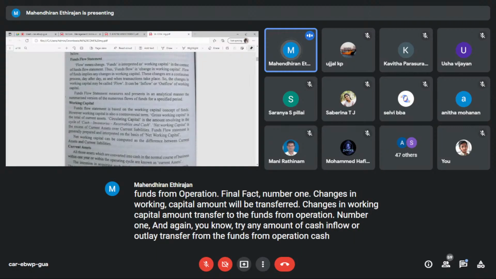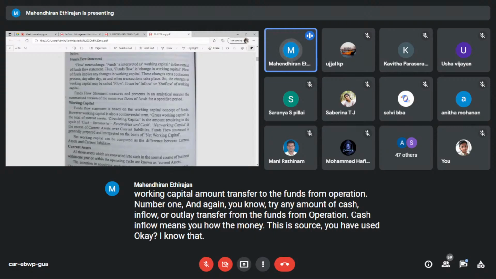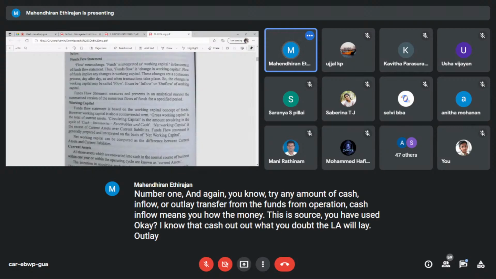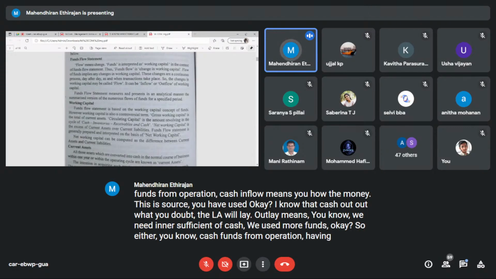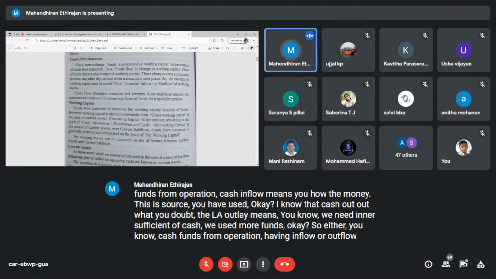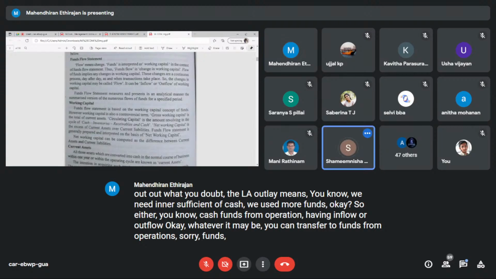Cash inflow means you have the money, this is a source, you have to use. Cash outlay means we have insufficient cash, we used more funds. So either funds from operation having inflow or outflow, whatever it may be, you can transfer to the funds flow statement.